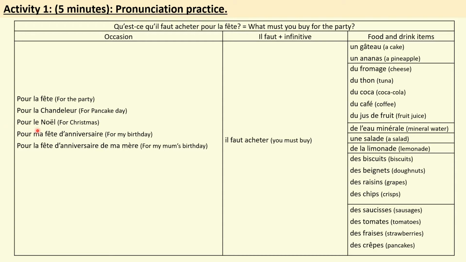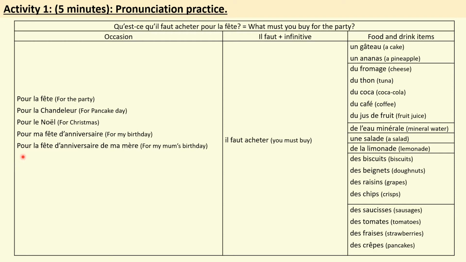Good. And pay attention to the accent we've got on Noël. And écoutez et répétez. Pour ma fête d'anniversaire. Repeat after me again. Pour ma fête d'anniversaire. And you'll notice that where fête is written, it's got the cap over the top of it. Okay? That's an accent that you must remember to put in place.